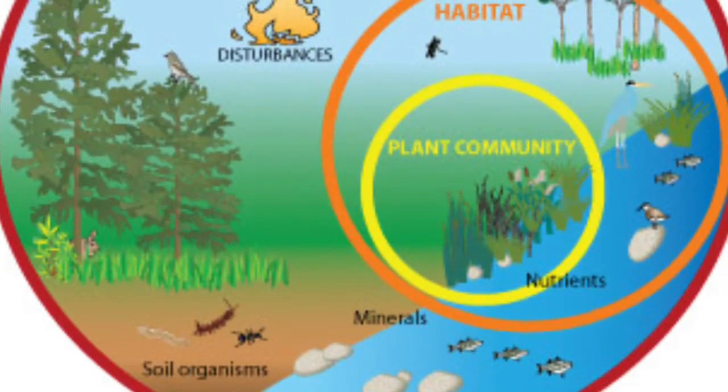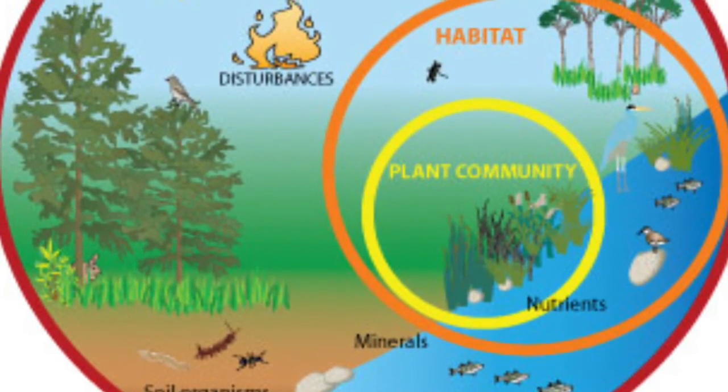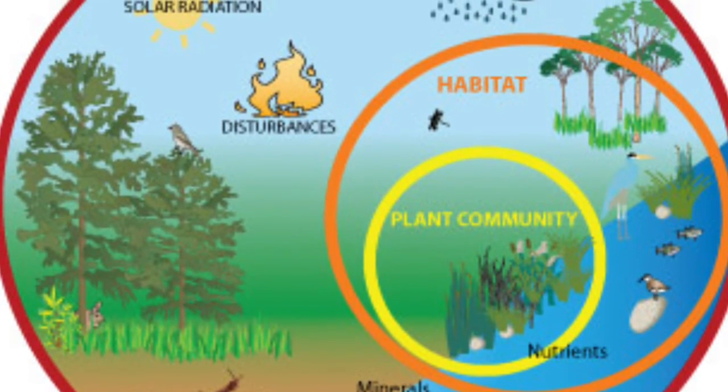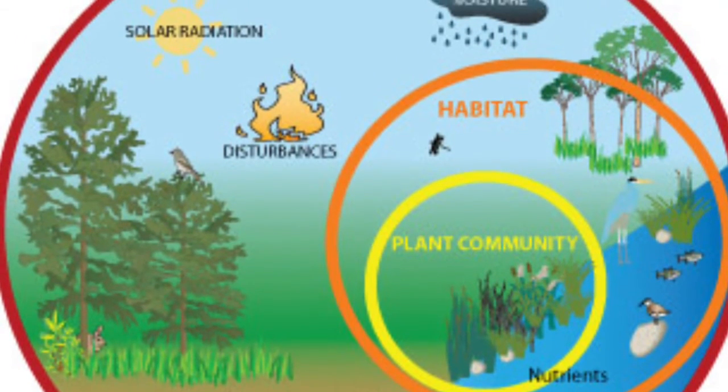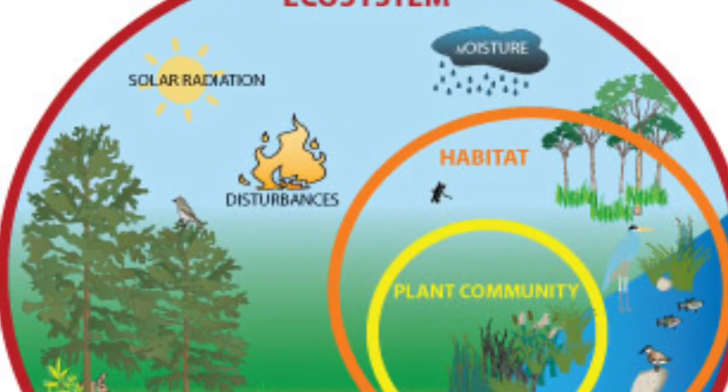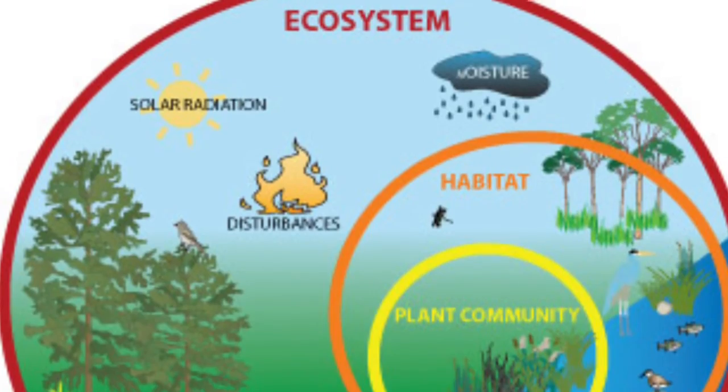The next segment that we'll review is going to be ecosystems. Remember that the smallest unit is the community, the next is a habitat, and then the next is an ecosystem. If you're unsure what any of those means, please go back to the ecosystems video lesson and review those terms.